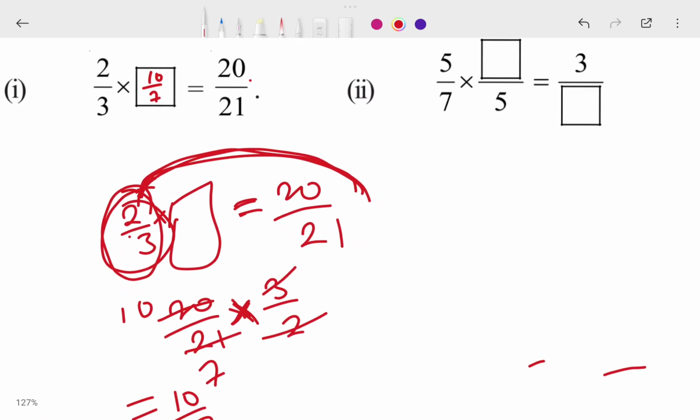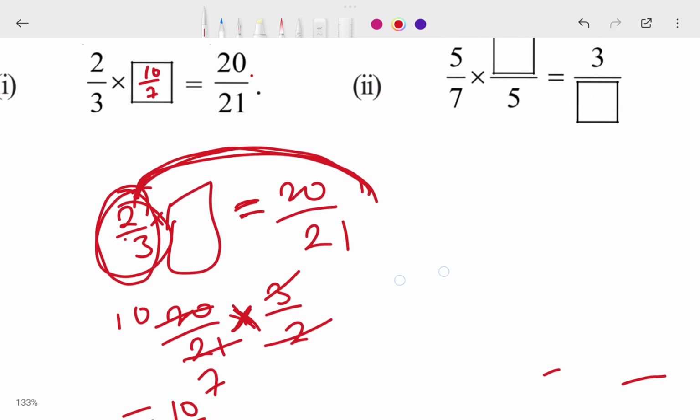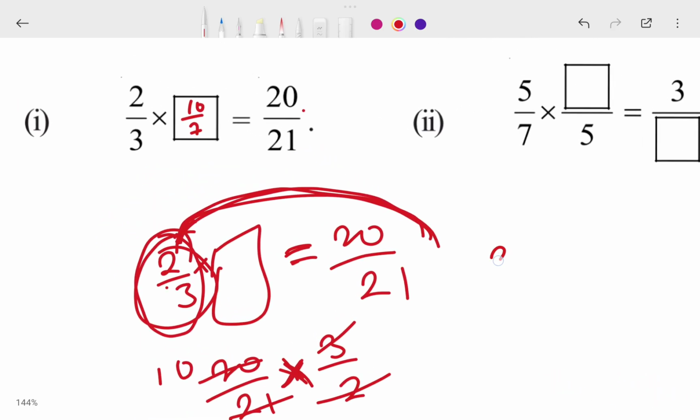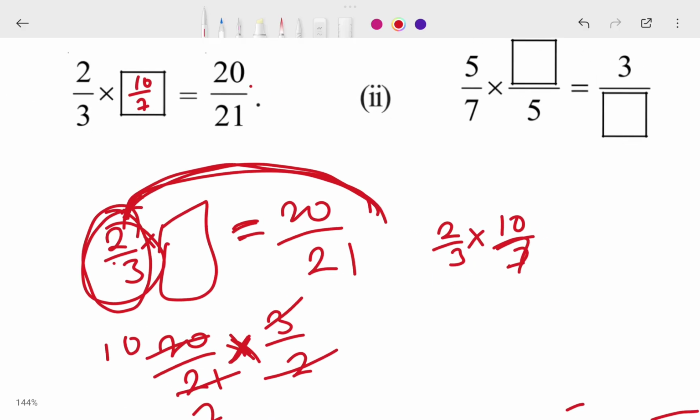How can I check this 10 by 7? If you have doubt whether it is right, you can multiply. This is 2 by 3, and I put 10 by 7 in that box. So you can multiply it. Crisscross multiplication is not possible here. So 2 into 10 is 20, and 3 into 7 is 21. The answer will be the same or not? Same.